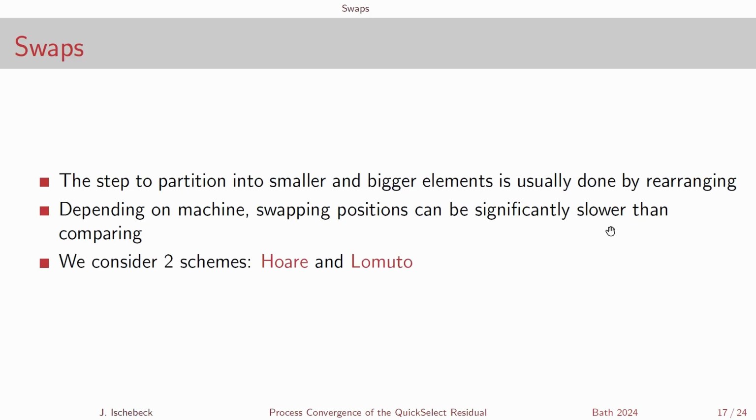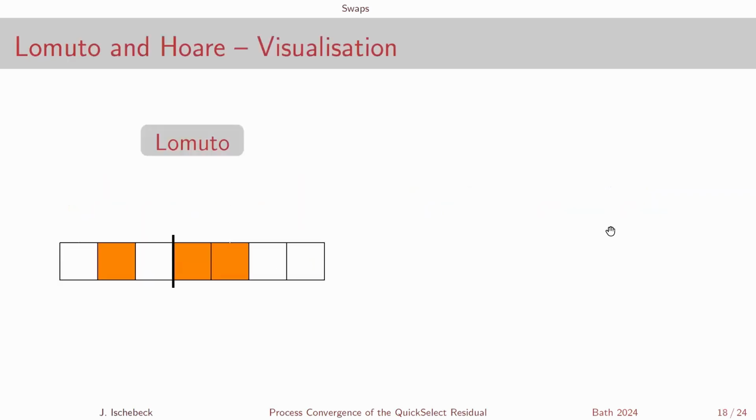And for swapping, one usually considers 2 schemes, the Hoare scheme and the easier Lomuto scheme. Let's start with this Lomuto scheme. Let's say these now brown looking elements are the smaller ones that we have to get onto the left side. So for Lomuto, we start on the right side, and whenever we find a smaller element, we shift it to the right side.